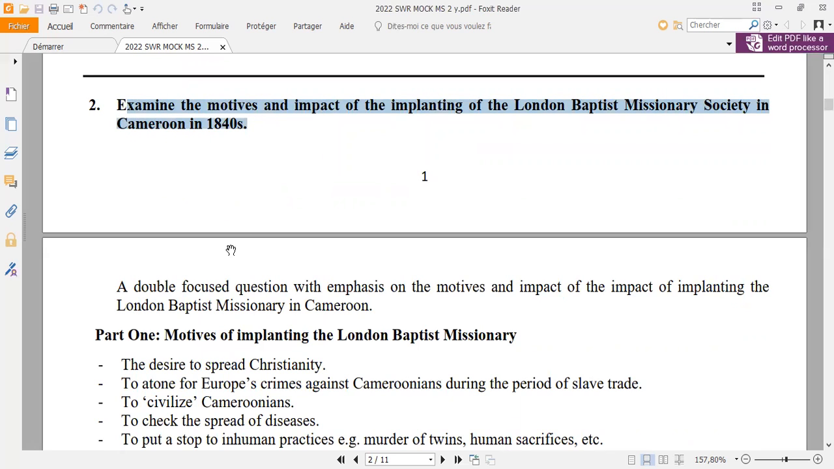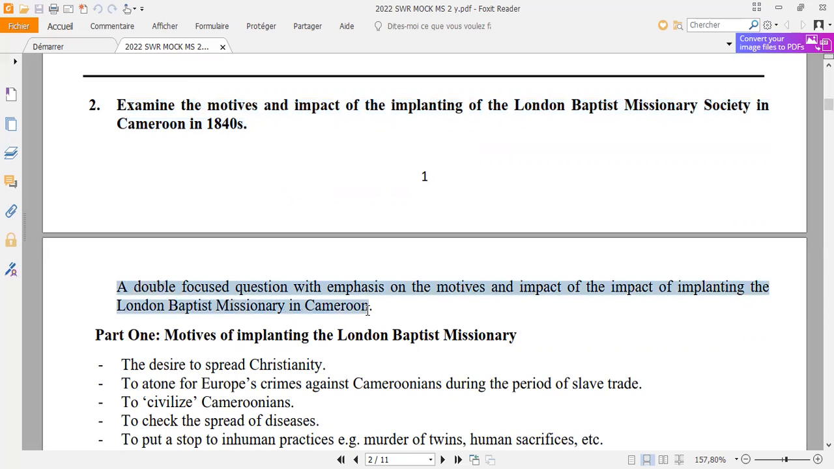Now, they say examine the motives and the impact. So that word motive, I can change to what? Reason, right? And the word impact I will change to what? Consequences. So indirectly, the question will be: examine the reasons and the consequences of the implanting of the London Baptist Missionary Society in Cameroon in 1884.